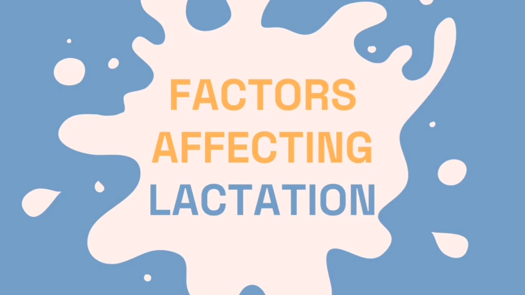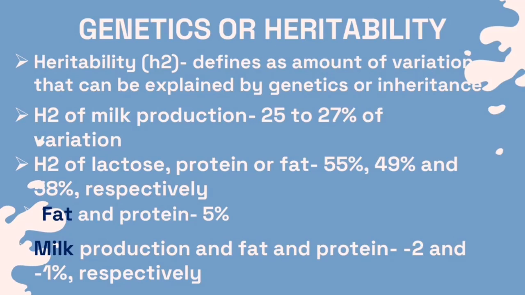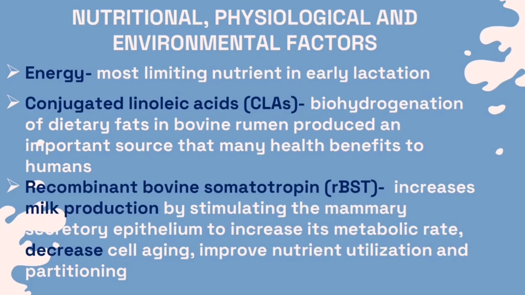Factors affecting lactation. Genetics or heritability could be a factor affecting lactation. Heritability or H2 is defined as the amount of variation that can be explained by genetics. Nutritional, physiological, and environmental factors can also affect lactation. Examples of these are the energy of the animal, the CLAs or conjugated linoleic acids, and recombinant bovine somatotropin.